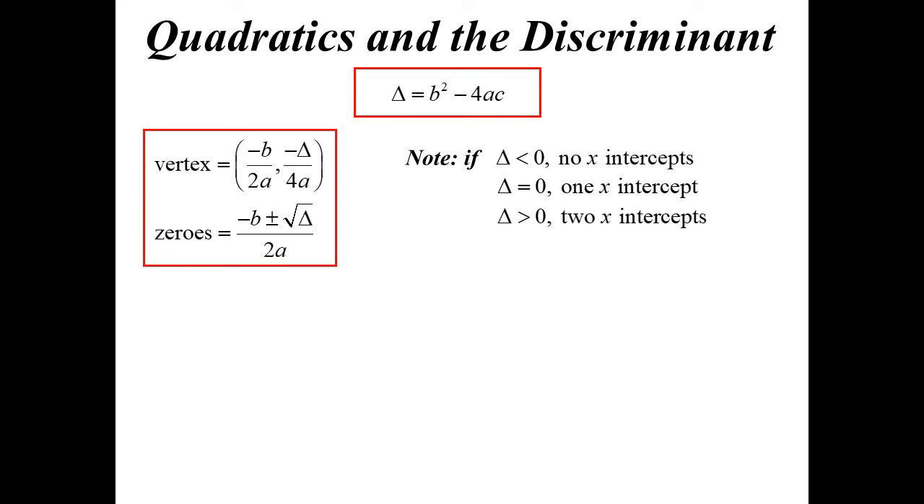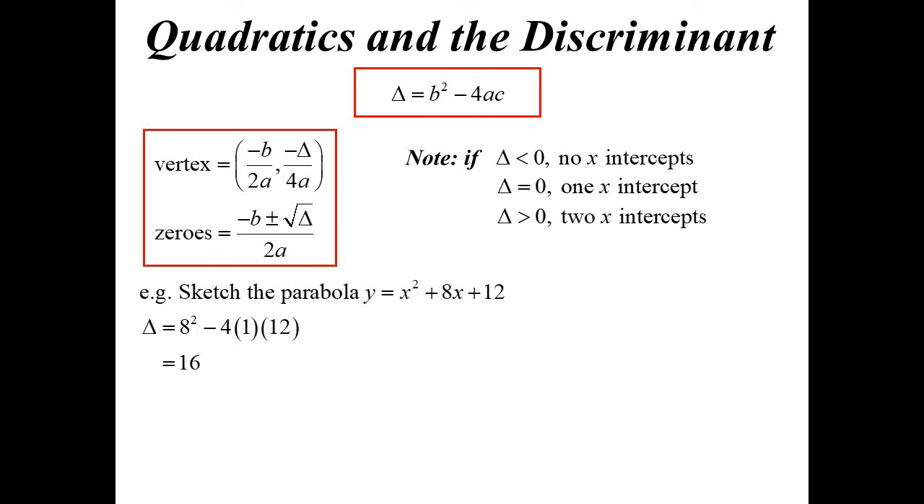That can be very useful, especially if you're looking at it and trying to solve a quadratic. If you're unsure, find the discriminant, and if it turns out to be negative, you know you've been wasting your time. There are no solutions. All right, same example. x squared plus 8x plus 12. Work out the discriminant, it's 16. So therefore my vertex is minus 8 on 2, minus 16 on 4, which is minus 4, minus 4.